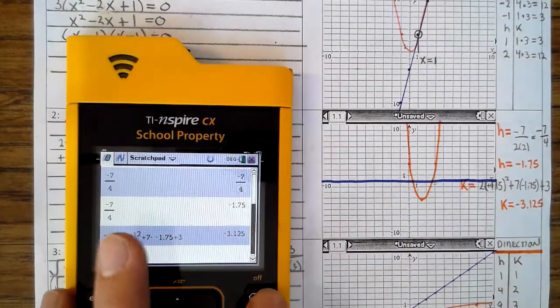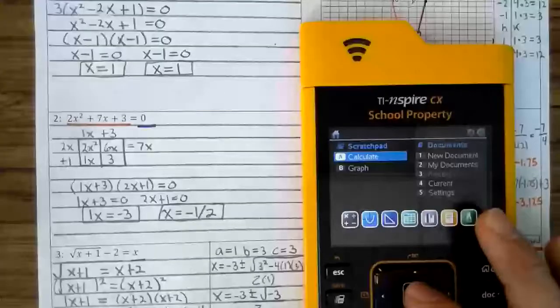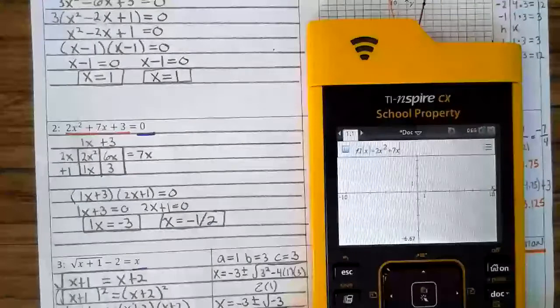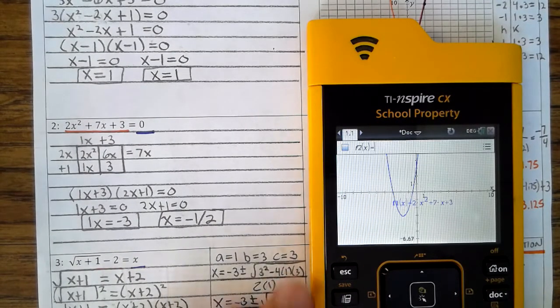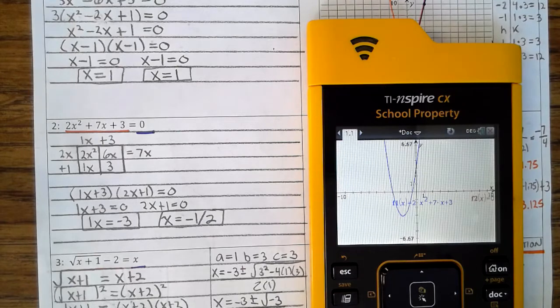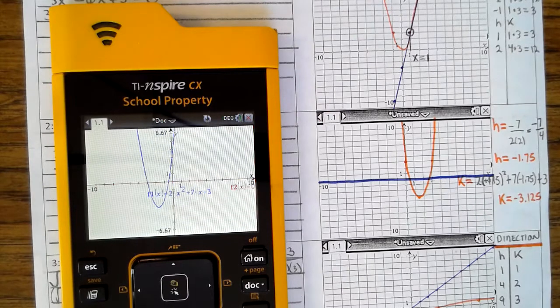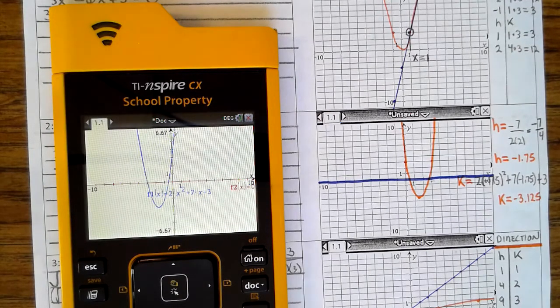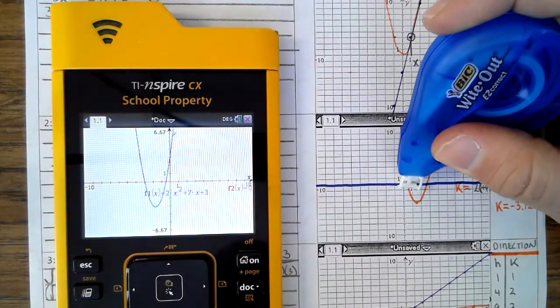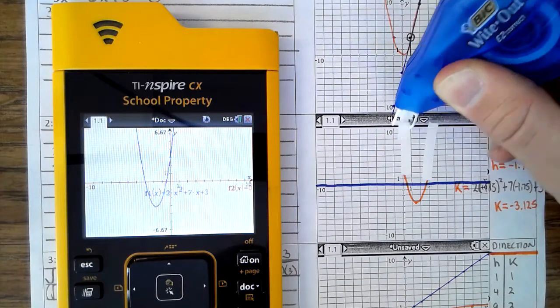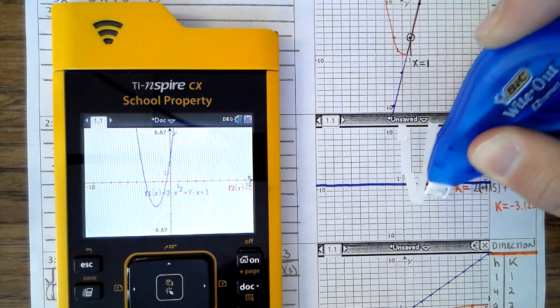So new document, add graph. So 2x squared plus 7x plus 3. And this is why checking with the calculator is a good idea. And good thing I always come prepared with whiteout, is I made the mistake, it's kind of silly, but I wrote negative but I went to the positive. So real easy, we just use this magical whiteout. So beautiful. And then we can correct that.